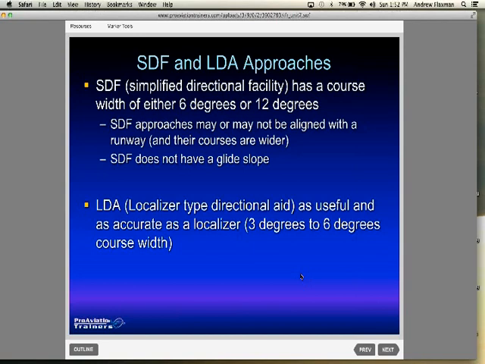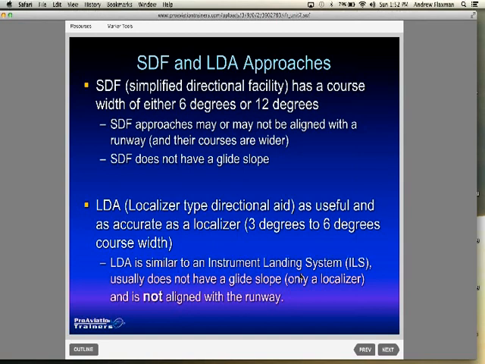But anyway, an LDA, which you'll see more often than not, at least for the displaced one, is a localizer type directional aid, as useful and accurate as a localizer. So between 3 degrees and 6 degrees course width. LDA is similar to an instrument landing system, but usually does not have a glide slope, only a localizer, and is not aligned with the runway, as we know.